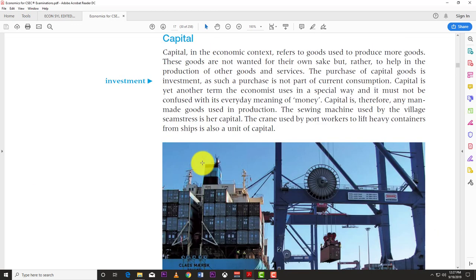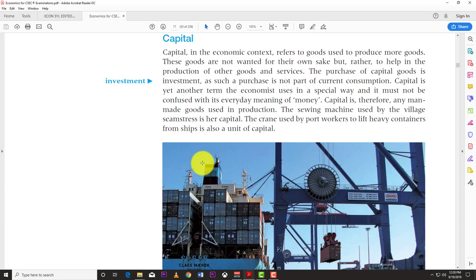So let's read what the book has. Capital in the economic context refers to goods used to produce more goods. These goods are not wanted for their own sake, but rather to help in the production of other goods and services. The purchase of capital goods is an investment. All right, so that's what you call an investment. Such a purchase is not a part of current consumption.